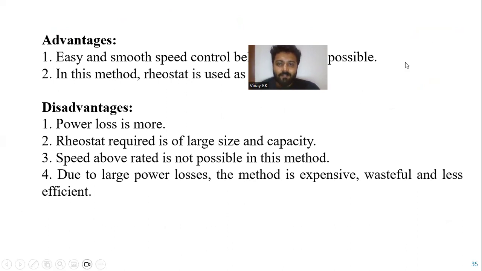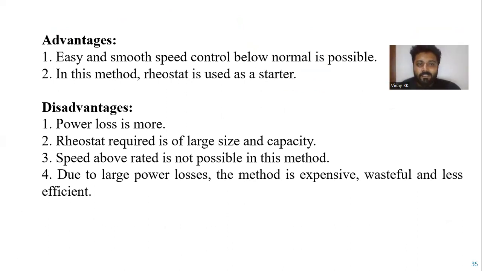And you can see the advantages. Easy and smooth speed control below normal speed is possible. In the case of the flux control method, it is not possible. In the case of the armature voltage control method, it is possible. And in this method, the rheostat is used as a starter. If the rheostat is 0, voltage is 0, speed is 0. If the rheostat is maximum, voltage is maximum, speed is maximum.